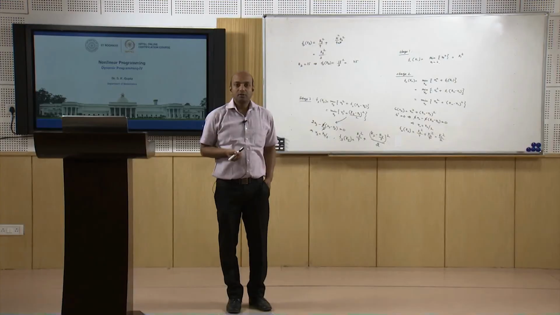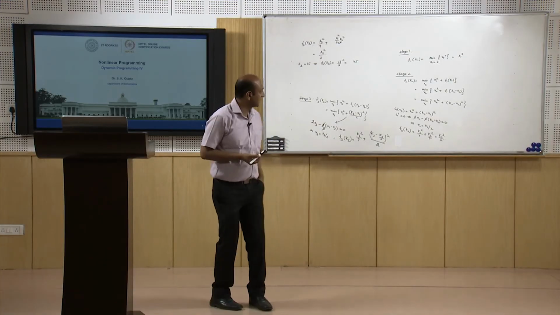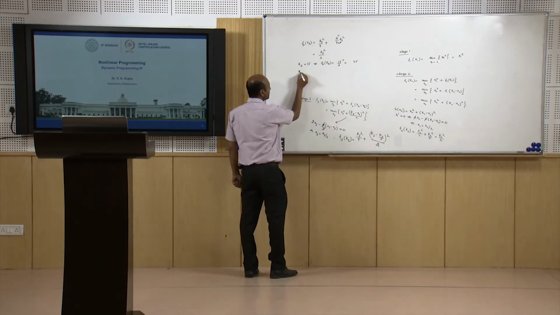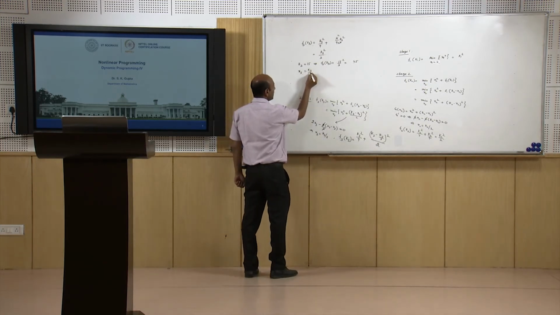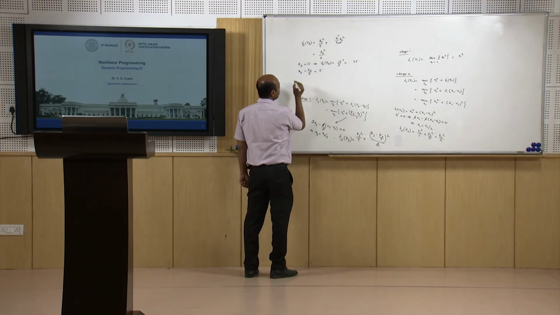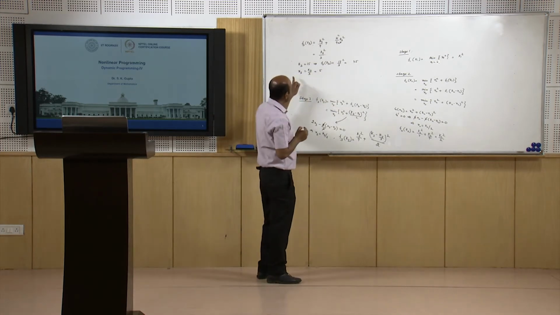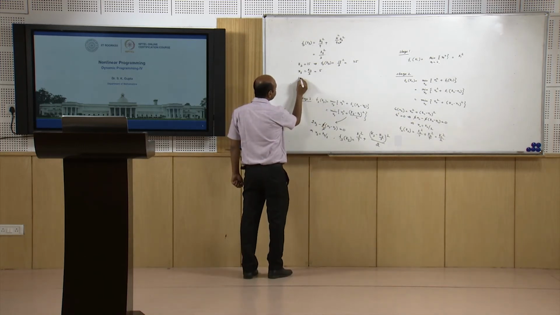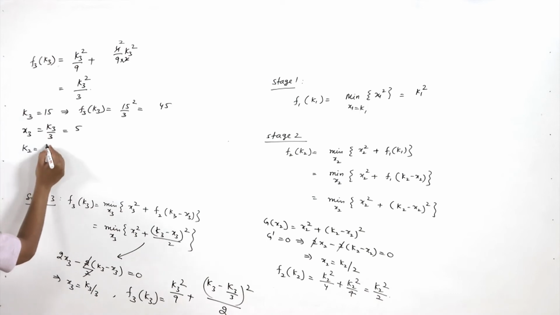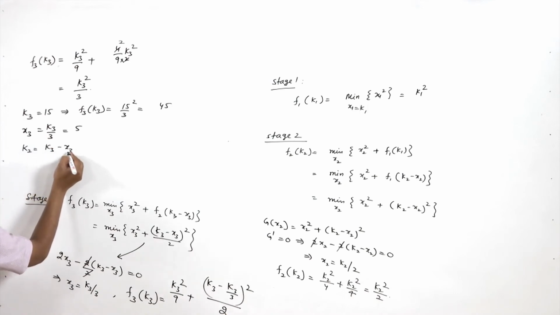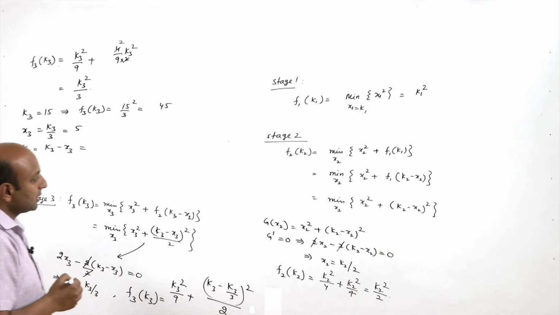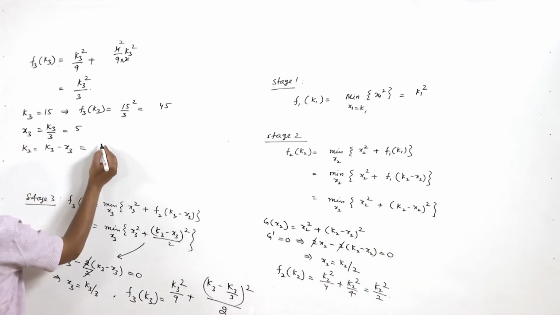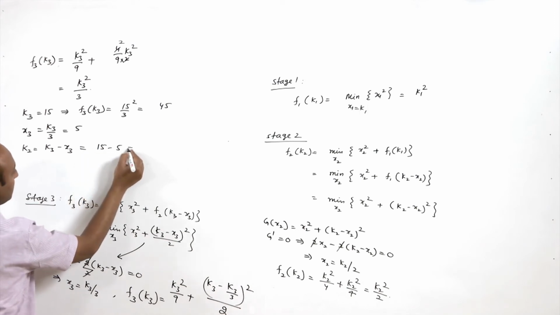Now, for what values of x1, x2, x3? So x3 is k3 by 3 and k3 is 15, so it is 5. Now, k2 is k3 minus x3. So it is 15 minus 5, that is 10.